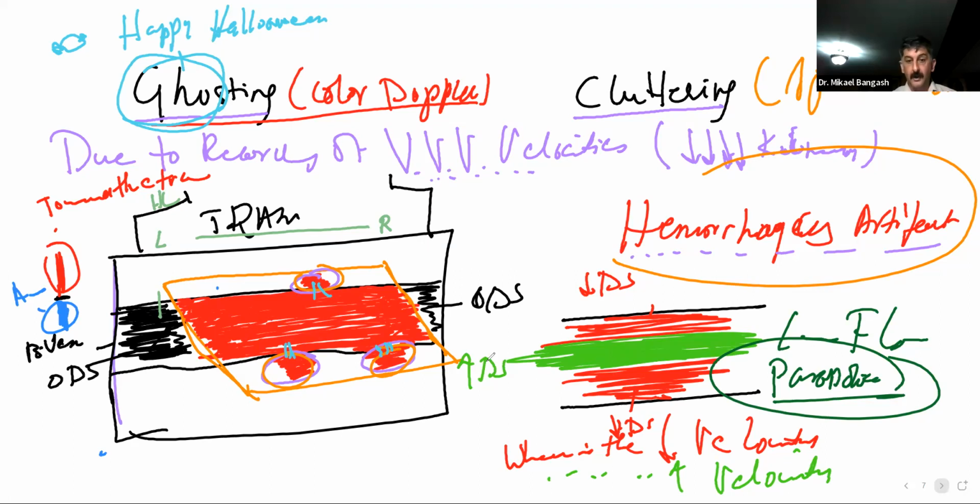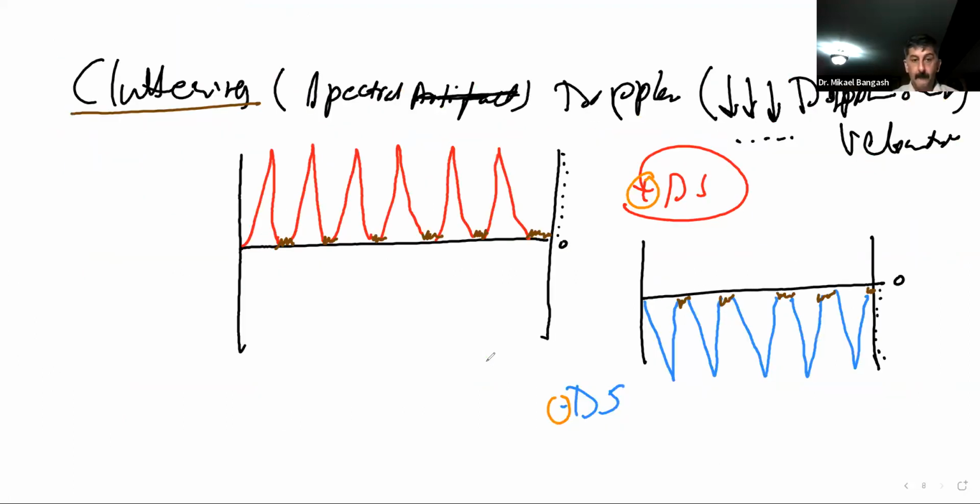So likewise, on your spectral Doppler, what is this cluttering going to be? It is mainly going to be very low positive Doppler shifts. Here, this cluttering will also be very low negative Doppler shifts, right?